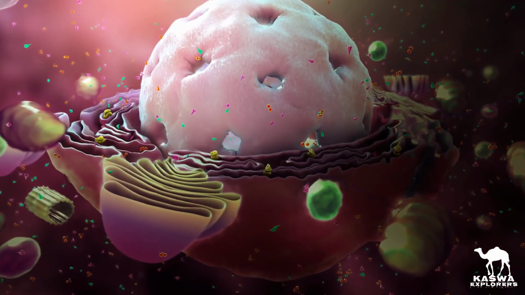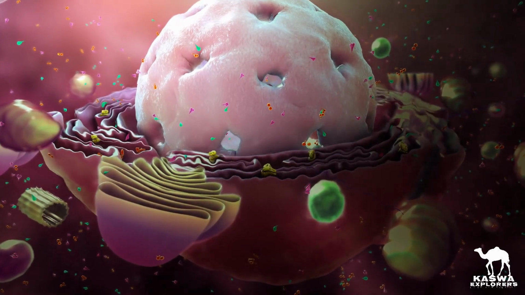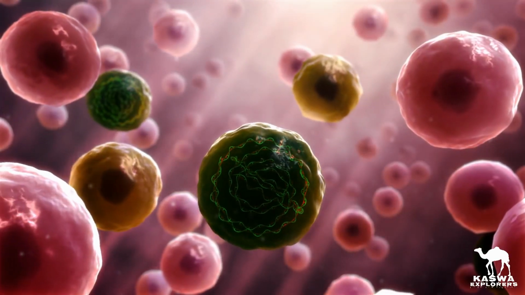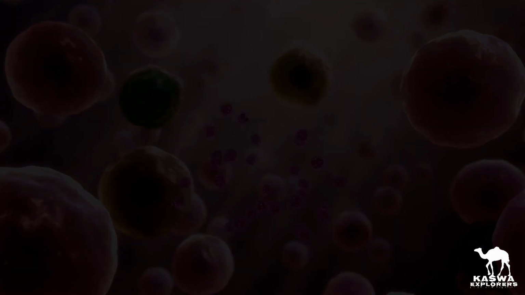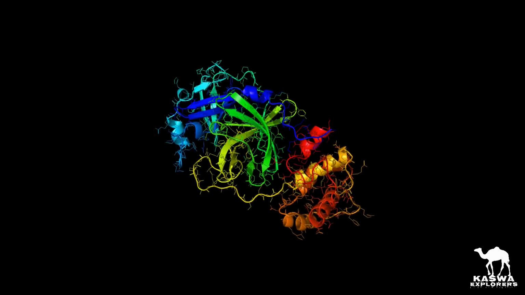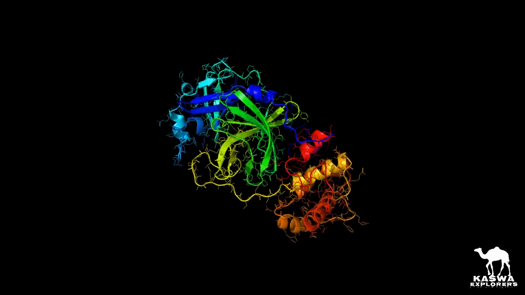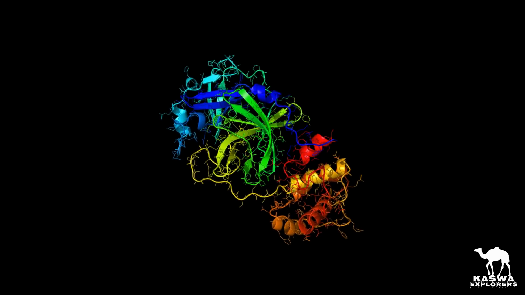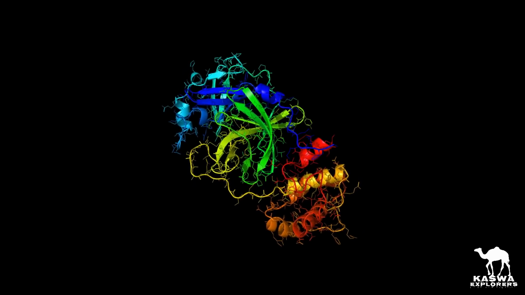Meanwhile, the stress of viral production on the endoplasmic reticulum eventually leads to apoptosis, or cell death. It should be noted that the mechanism of action for 2019 novel coronavirus is unknown. However, scientists in China have sequenced the genome, while others have used this sequencing to visualize the structure.